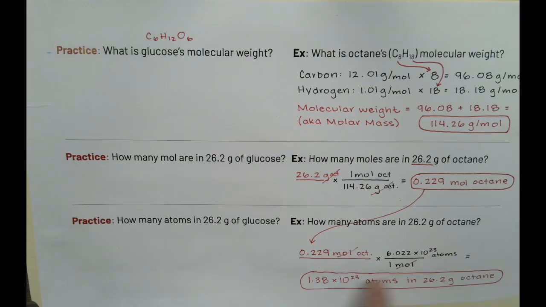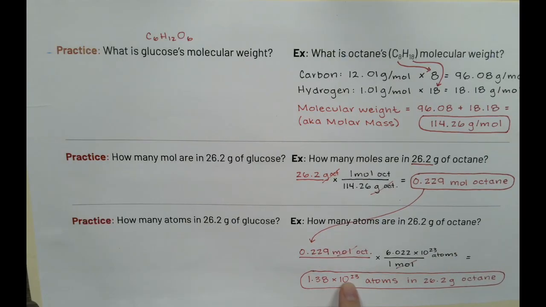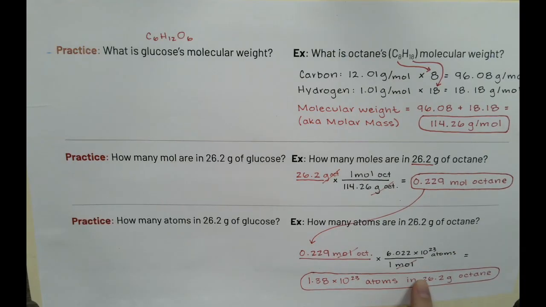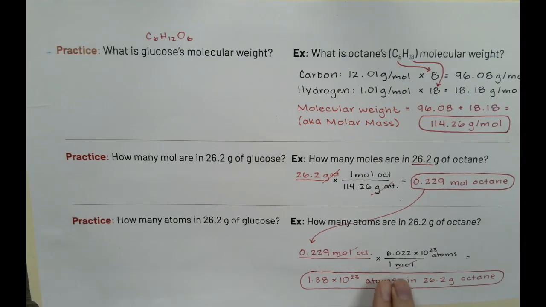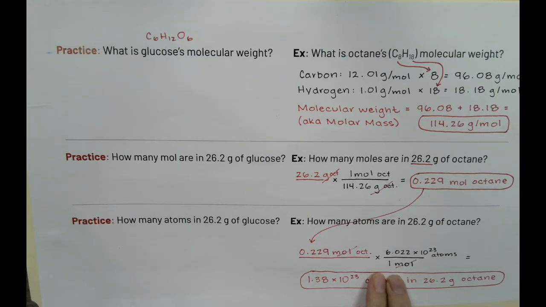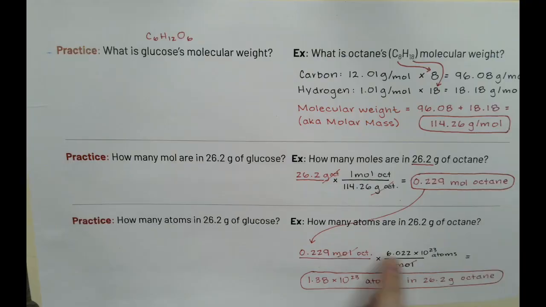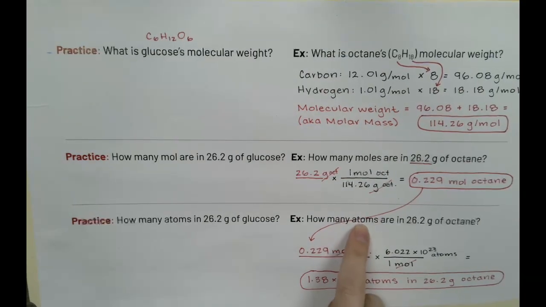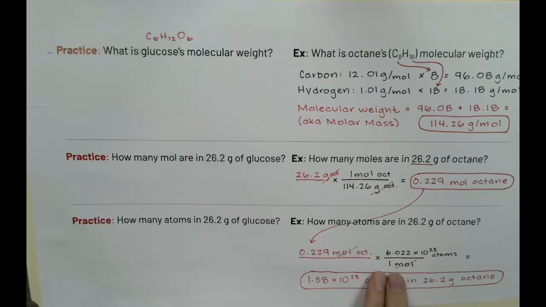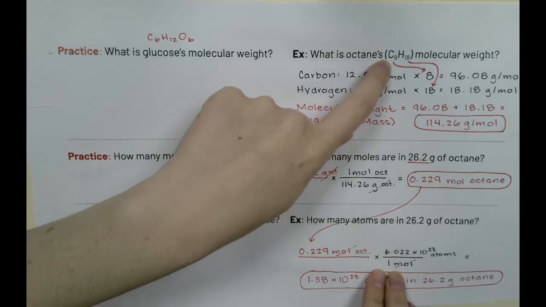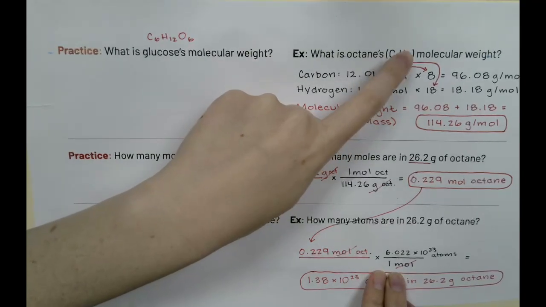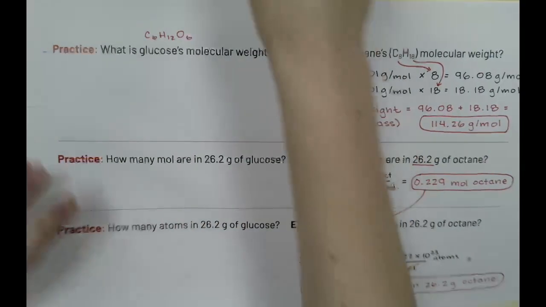And so we find that there are 1.38 times 10 to the 23rd molecules of octane in 26.2 grams of octane. I'm sorry, that should say molecules. Technically, since this said atoms, gosh, maybe I need to multiply each of those molecules times 8 plus 18 to figure out how many individual atoms, but that should say molecules. So let's work through the questions about glucose.